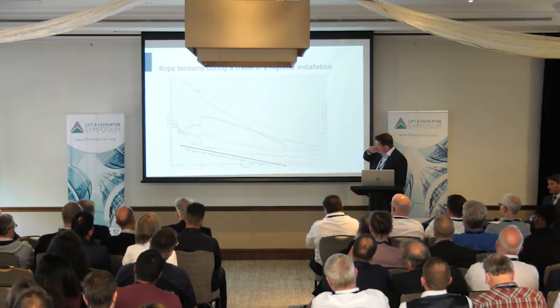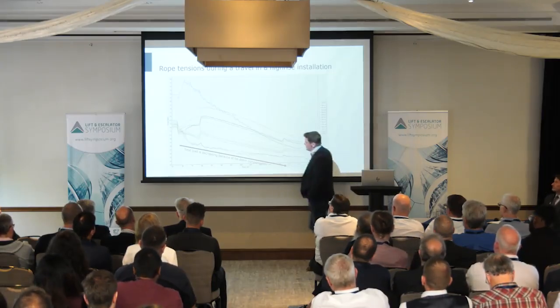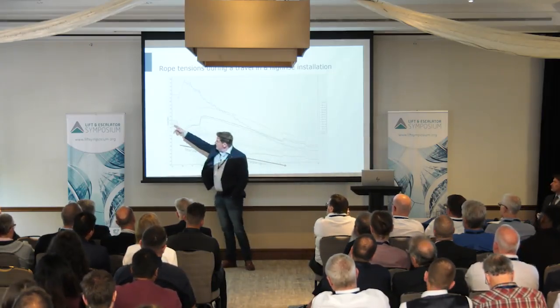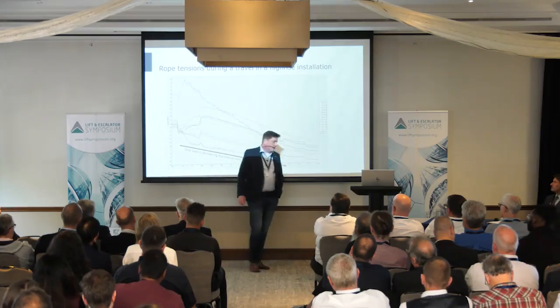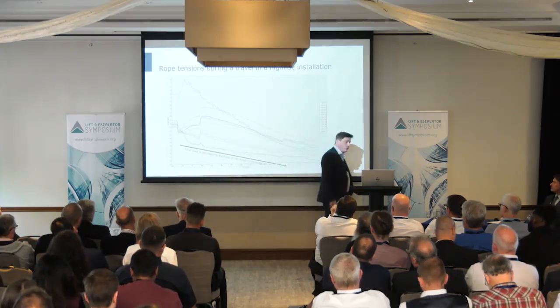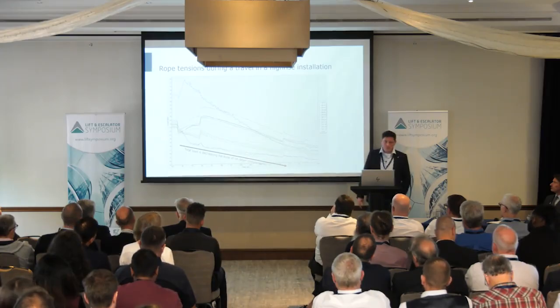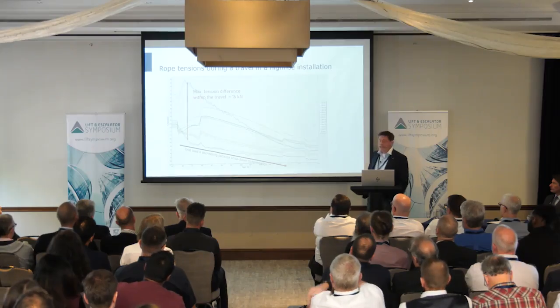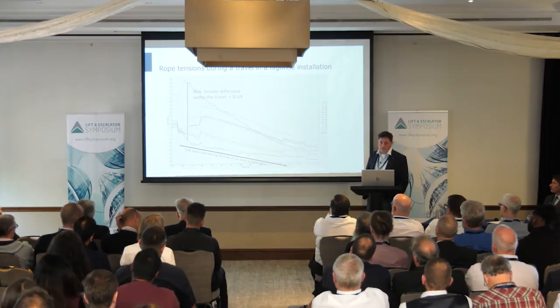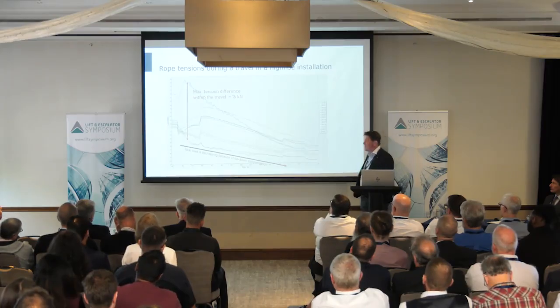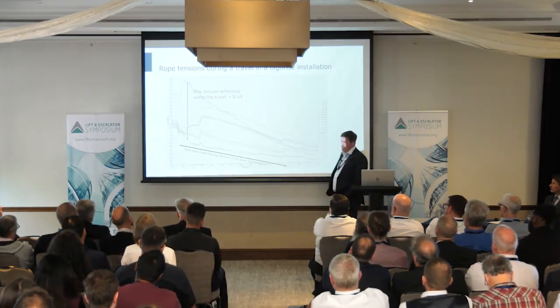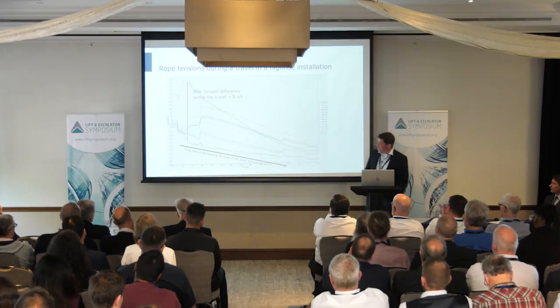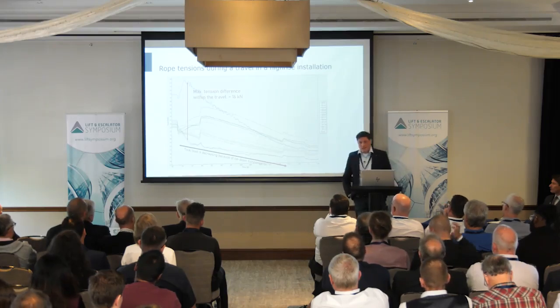We see that at the beginning of the travel, almost all ropes have a similar tensioning, 24 kilonewton, 2,400 kg per rope, roughly. But there's one rope which really has a huge difference to the other ropes. 16 kilonewton, 1,600 kgs, 3,200 pounds difference to the less tensioned rope.